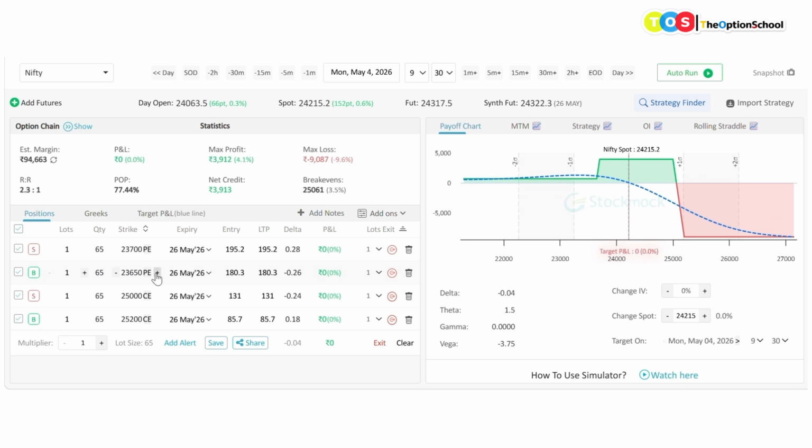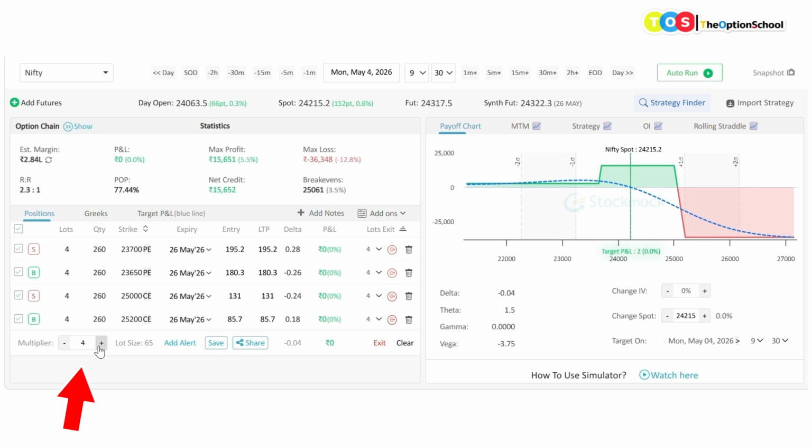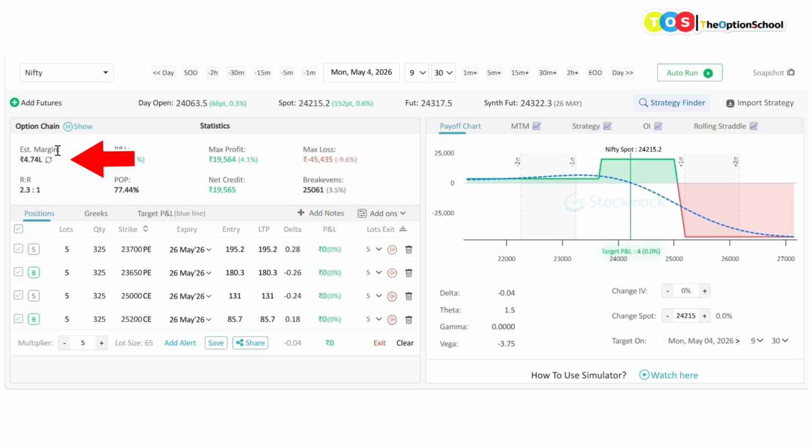Again, I purchased a put at 23,650, sold a put at 23,700. Downside there is no issue at all. Let's say I have some money and I am doing this in 1, 2, 3, 4 and 5 lots. 5 lots require roughly around 5 lakhs. Maybe I have another 1 lakh in case volatility goes up. These trades do require more margin also. Let's see how it pans out.